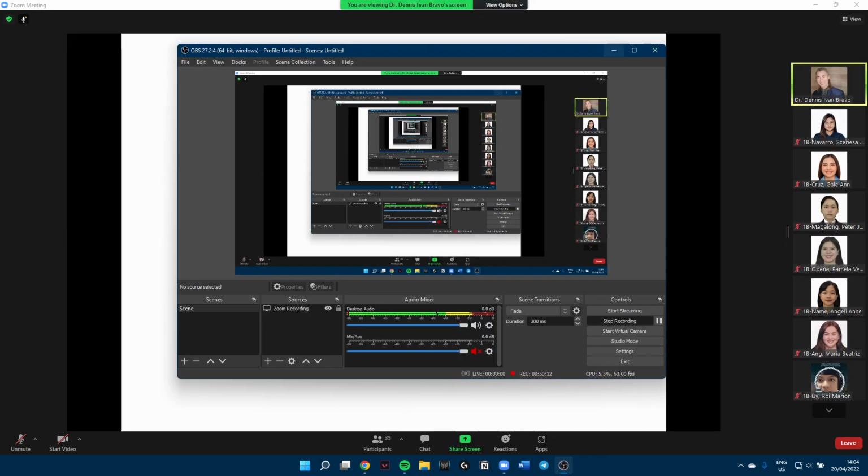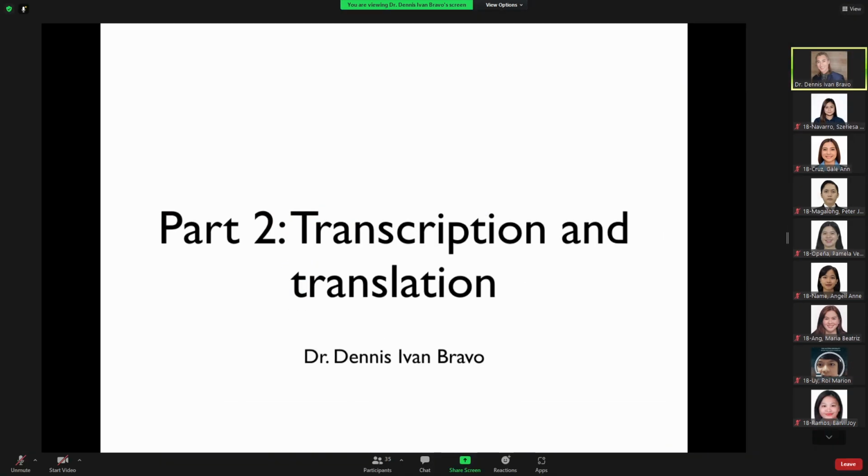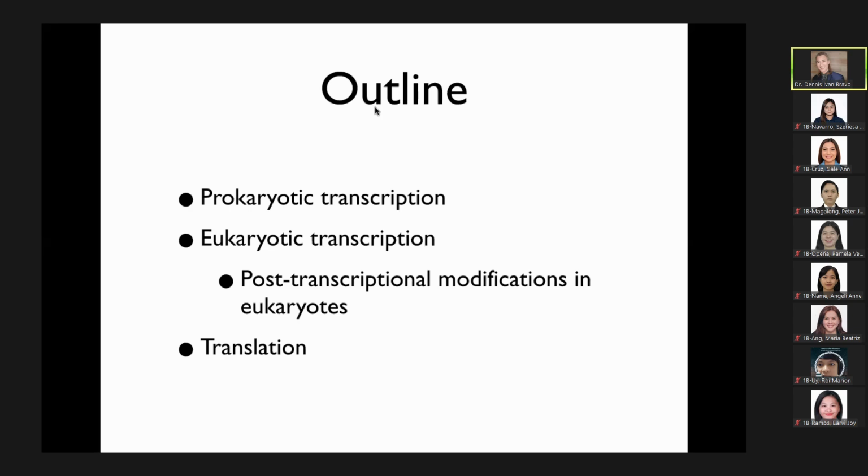Right, so can you see the presentation? Yes po. So for the second half, we shall be discussing now the last two processes, both transcription and translation. So we'll discuss first, as always, prokaryotic transcription before we go to eukaryotic transcription. And of course, for eukaryotic transcription, we shall be focusing on the modification that takes place. And the last event that we shall be discussing is protein translation.